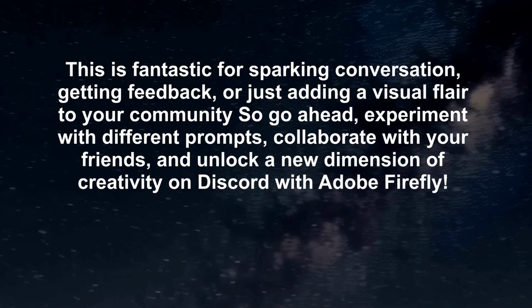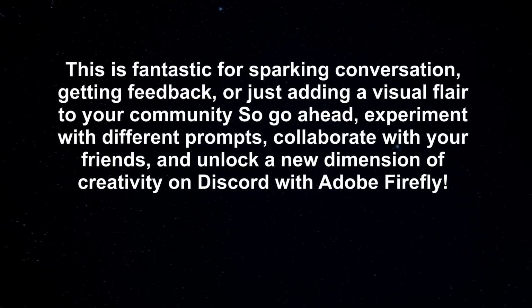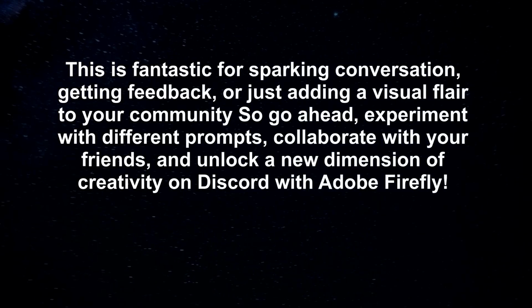So go ahead, experiment with different prompts, collaborate with your friends, and unlock a new dimension of creativity on Discord with Adobe Firefly.